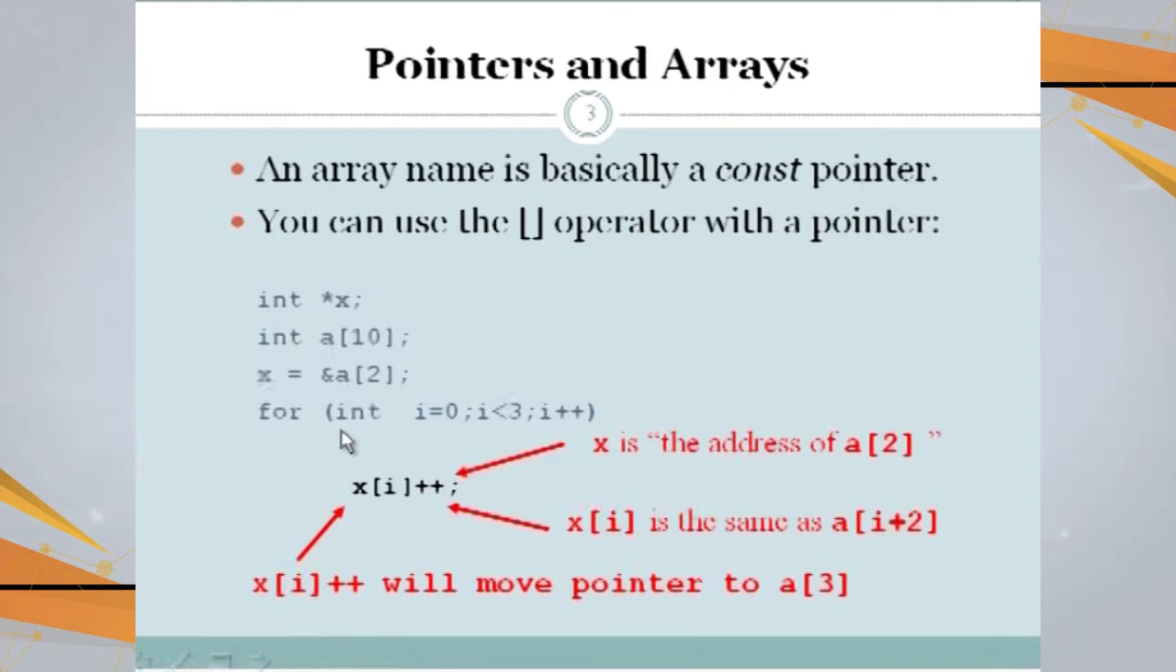And then in the example, for int i equals 3, i less than or equal to 3, and i plus plus. In this statement, x is a pointer variable that is holding the address of A[2]. x[i] is the same as A[i plus 2] after the increment operator, and x++ will move pointer to A[3]. We will exercise this concept through an example later on.